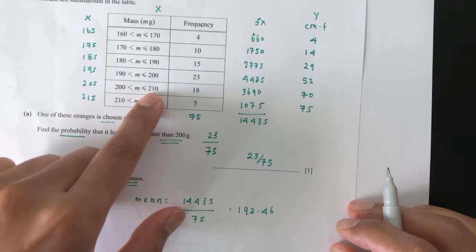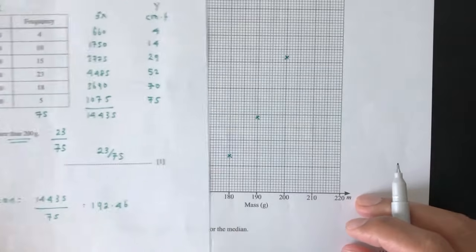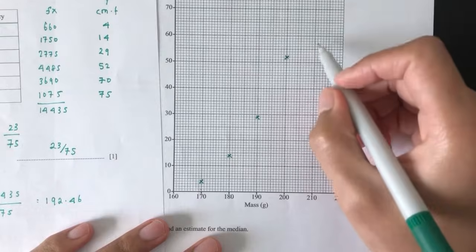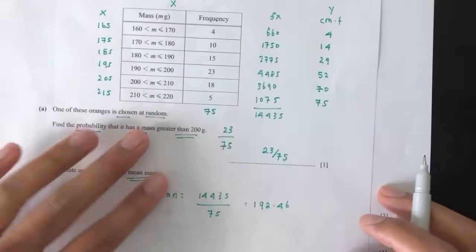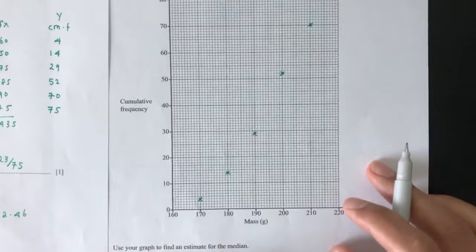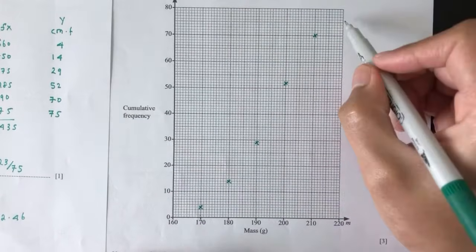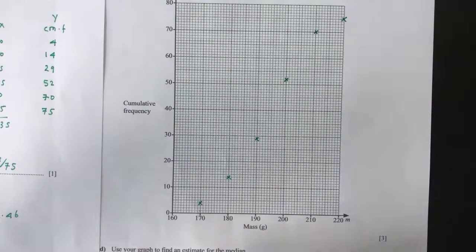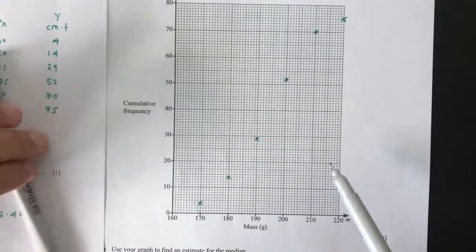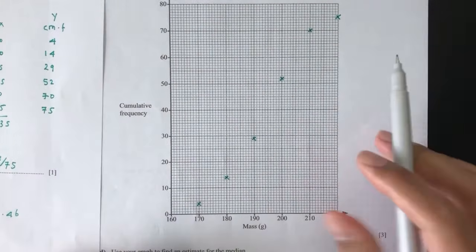And the next one is 210 will be 70. So 210 and 70 will be this line. And the last one will be 220, 75. So 220 will be 75, which is right here. So now you have to join the points as smoothly as possible by those lines.